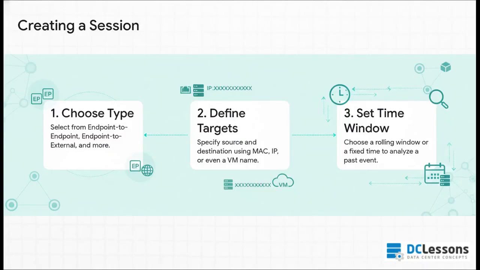And getting this set up is actually super easy. It's just a 3-step process. First, you pick your session type, like endpoint to endpoint. Second, you define your source and destination. You can use an IP, a MAC, or even a VM name. And third, you set the time window. And this part is critical because it lets you literally go back in time to the exact moment the user said the problem was happening.